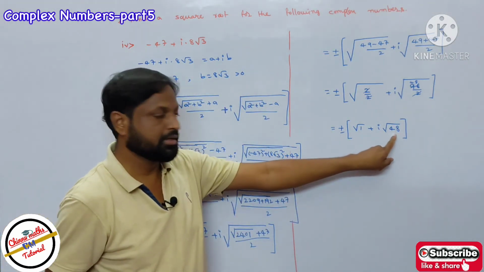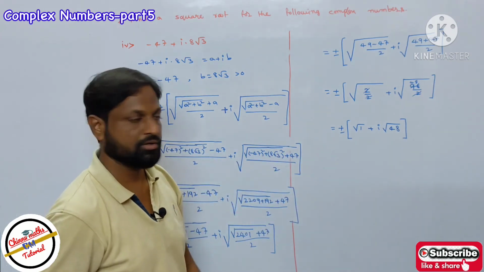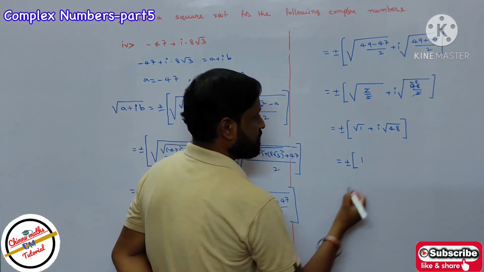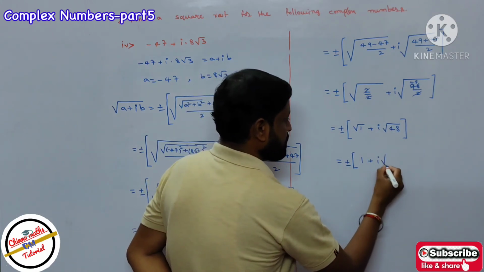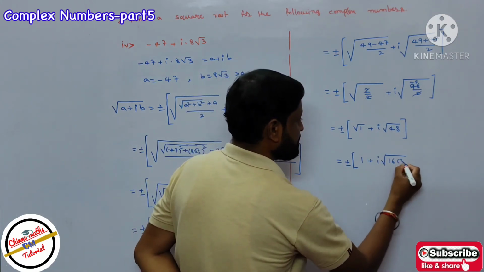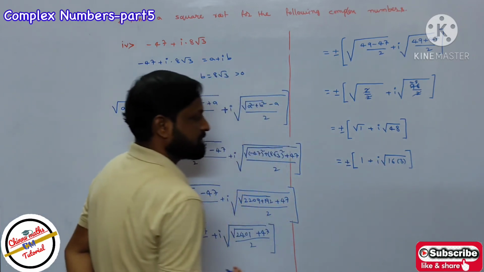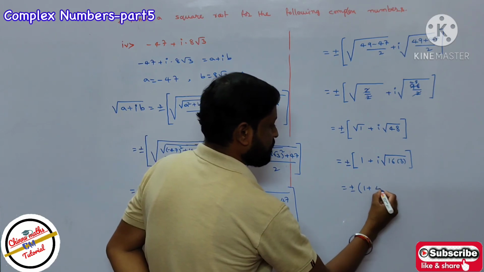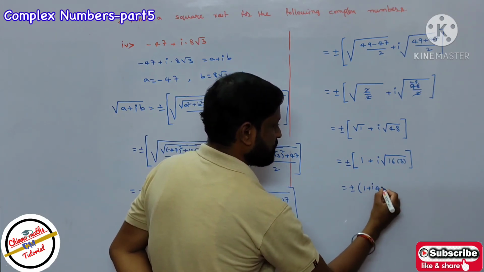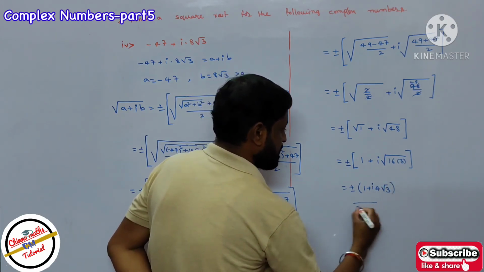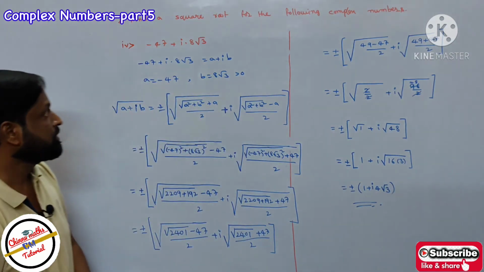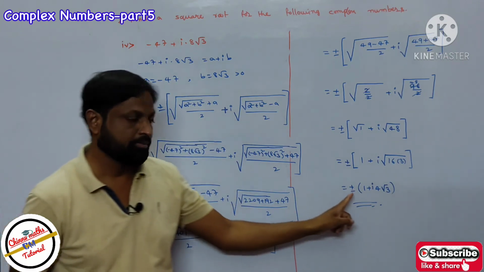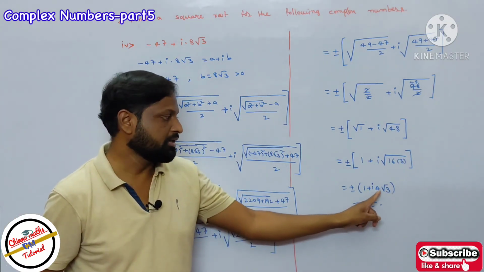The root of 48 can be written as 16 into 3, since 16 times 3 is 48. So it is equal to plus or minus the root of 1, which equals 1, plus i into the square root of 16 into 3. What is the square root of 16? It equals 4. So finally you have to write 1 plus i into 4 root 3. So it is our final solution: the square root of minus 47 plus i into 8 root 3 equals plus or minus 1 plus i into 4 root 3.